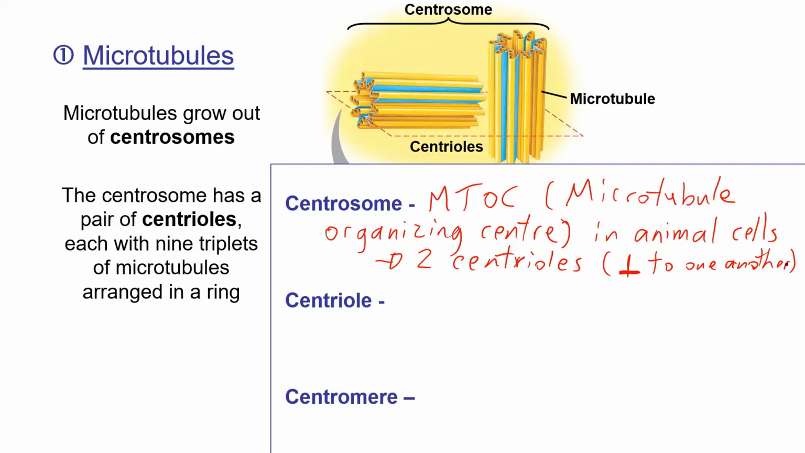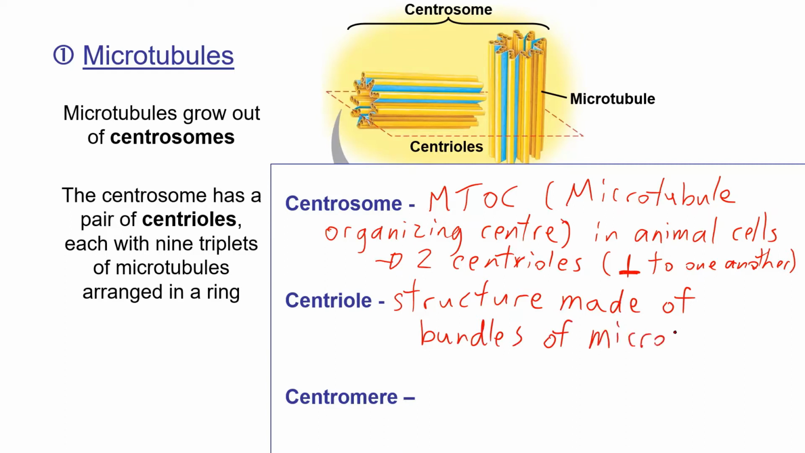So what is a centriole? You can think of a centriole more as just a bundle of microtubules. You can mention if you want that you've got 9 triplets, but I don't think every centriole is 9 triplets. So I'm just going to call this a structure made of bundles of microtubules. Okay, so one more definition.